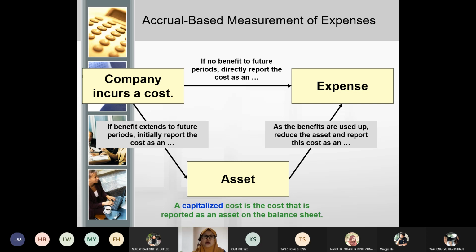But after a year, for example, after a year you use the machine, so you have used up the machine to generate revenue for the business. So the use of the machine, this is what we call depreciation. Okay, so we transfer it to expenses because depreciation is an expense. Okay, so the asset machine, when you use it up, becomes depreciation expense.